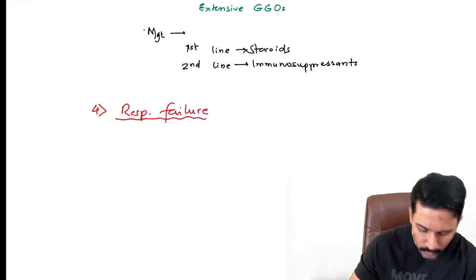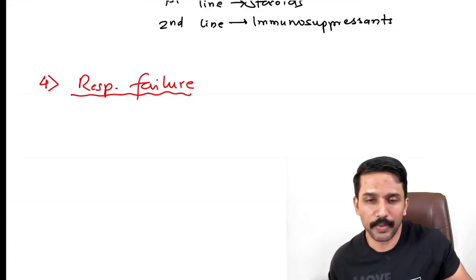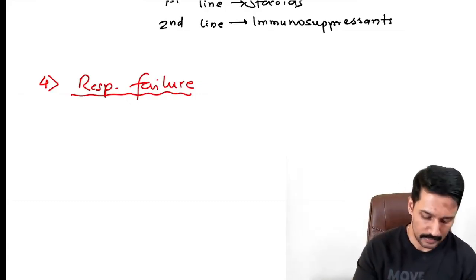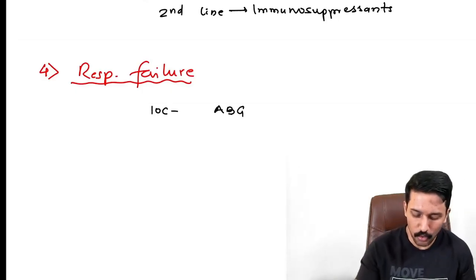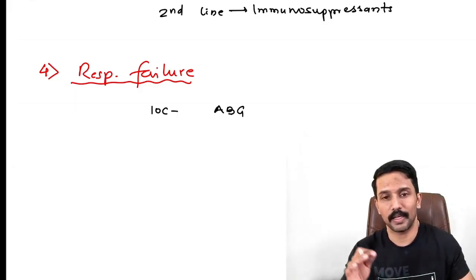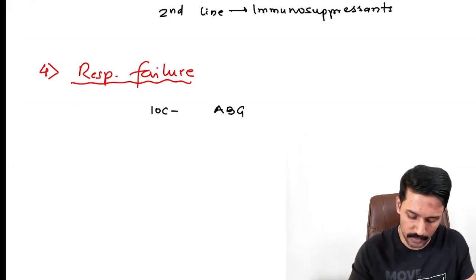So what is respiratory failure? Impaired oxygenation or impaired carbon dioxide clearance. And the investigation of choice for diagnosis of respiratory failure is going to be ABG. So when you do ABG, how do I interpret it to diagnose whether I have type 1 or type 2 or different types of respiratory failure?